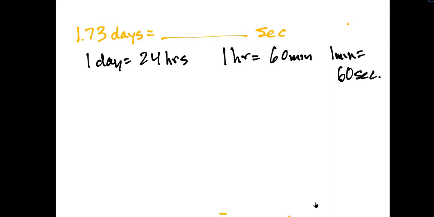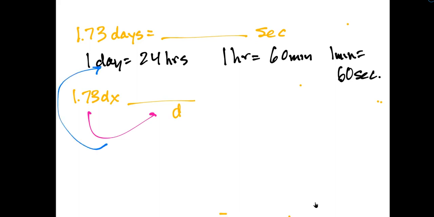How do you start? Go back to yellow. 1.73 days. We'll just use the letter D. What's the rule? Got to get days started first, because you know they're going to cancel. Then you look at your equality. Days to hours. You can do that.